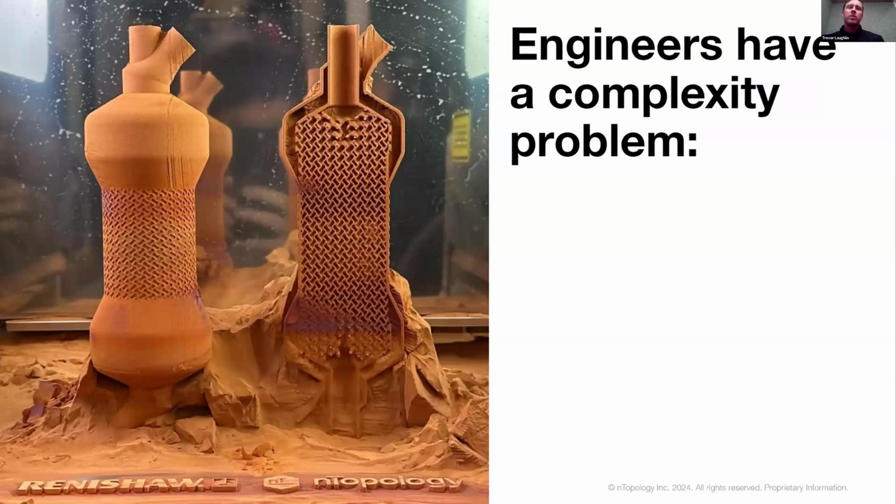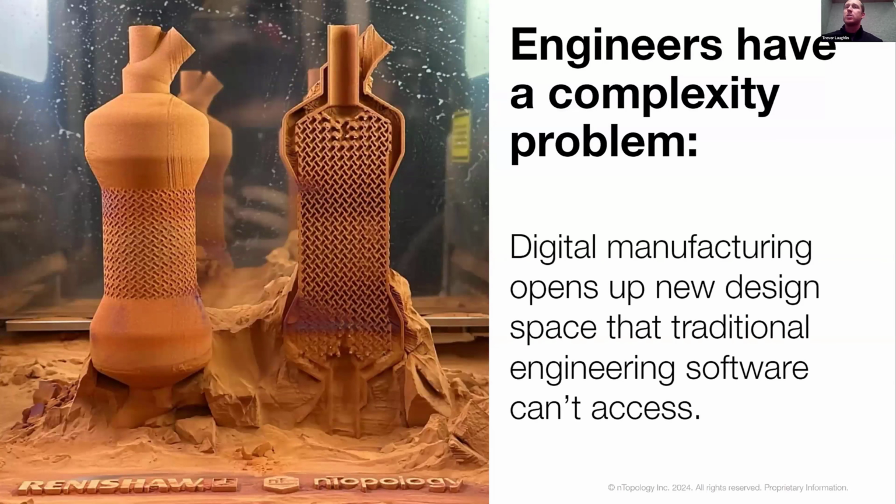So back in 2015, when the company was starting, we realized that engineers have this complexity problem. And what we mean by that is, around this time, additive manufacturing was picking back up, especially in metals. And that really opened up a whole new design space that wasn't available before. And what we found was the tools at that time weren't allowing engineers to tap into that design freedom. And so we first set out to solve that problem.